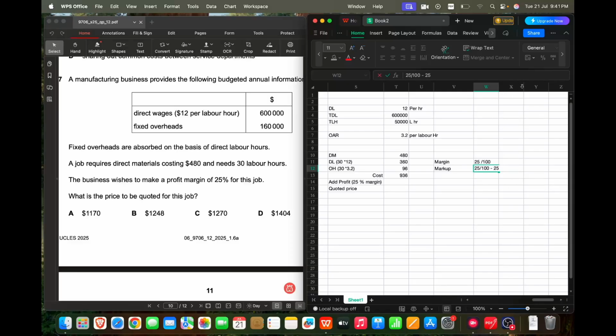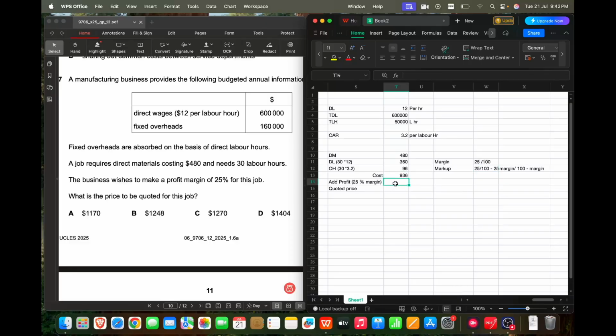If I write this in formula, I'll just write it for the conversion. Margin divided by 100 minus margin. Okay. Now this is the profit percentage that I can use to calculate profit included out here.